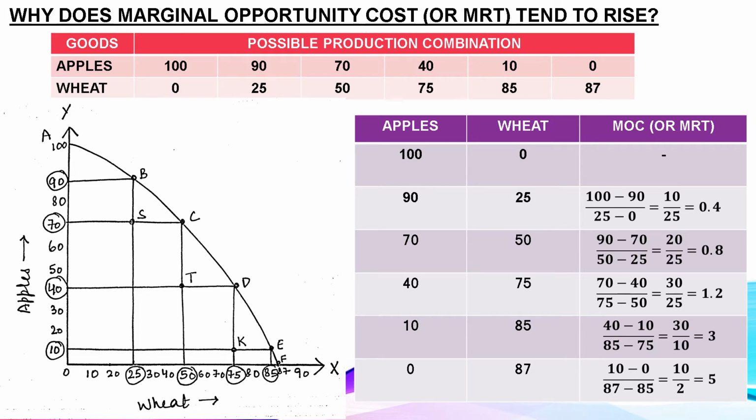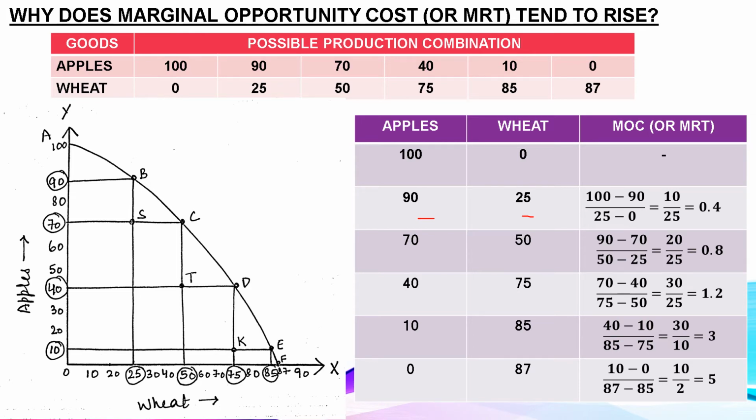So the loss of output of apples is from 100 to 90. So 100 minus 90 upon the change in gain of output of wheat, which is 0 to 25. So 25 minus 0, equals 10 upon 25, equals 0.4. Likewise, when the apples are 70 and wheat is 50, the change is 90 minus 70 upon 50 minus 25, equals 20 upon 25, equals 0.8.